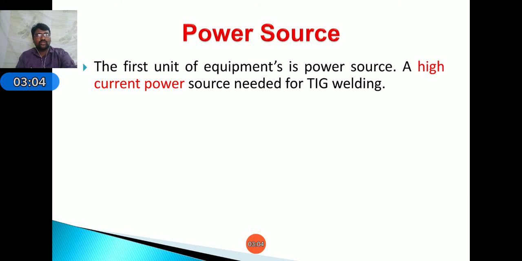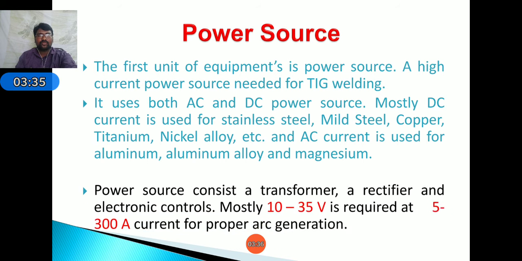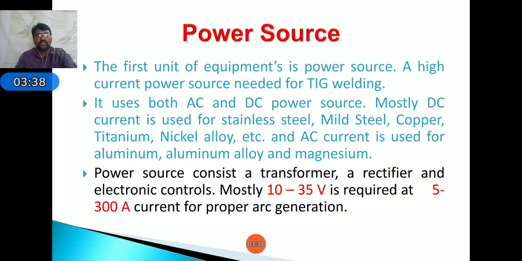Next, coming to the power source. The first unit of equipment is the power source. A high current source is needed for TIG welding. It can be both an AC and a DC power source. Generally DC current is used to weld stainless steel, mild steel, copper, titanium, nickel alloys, etc., and AC current is used for aluminum alloys and magnesium alloys.